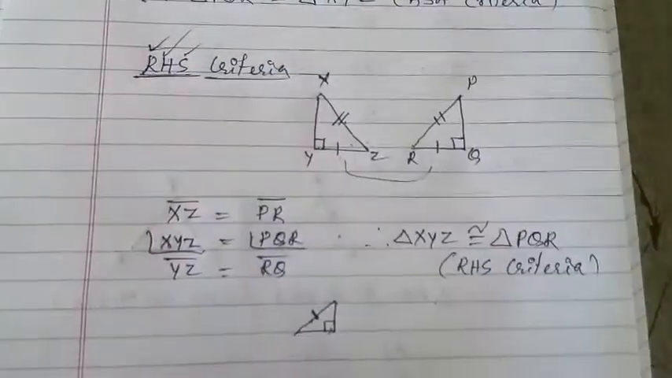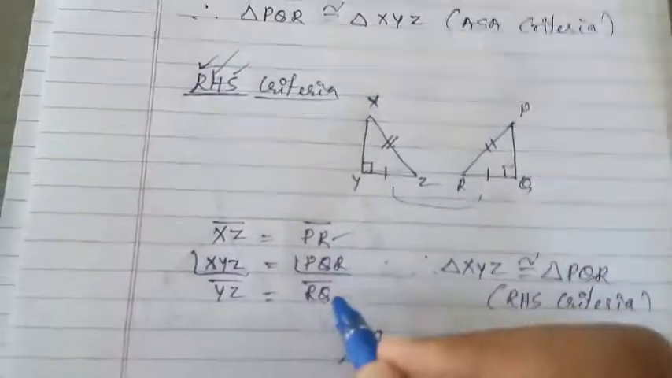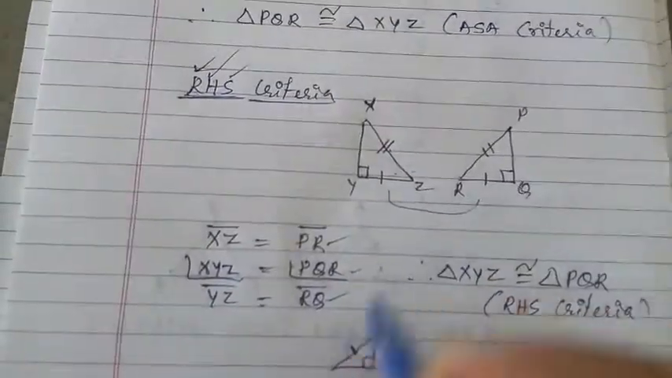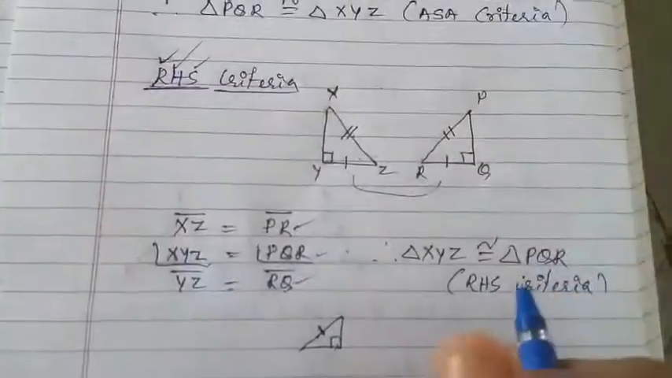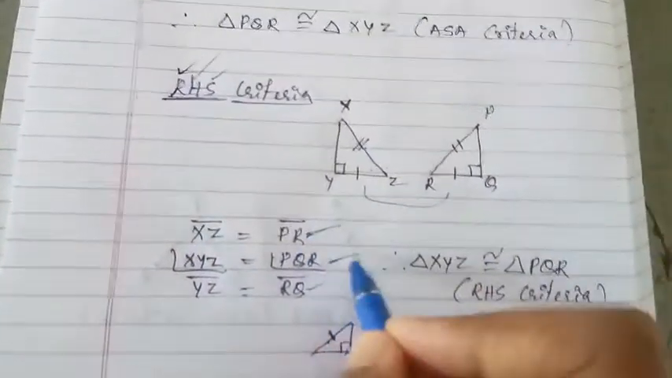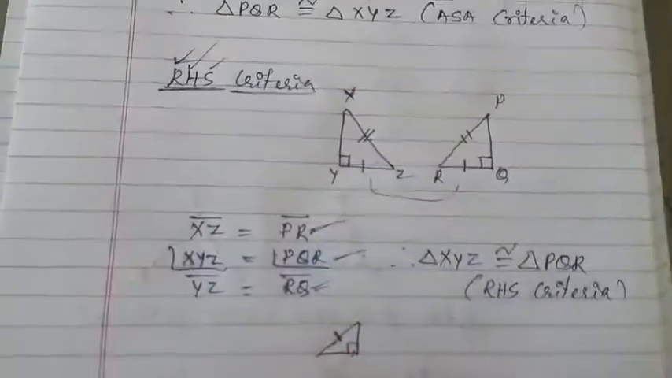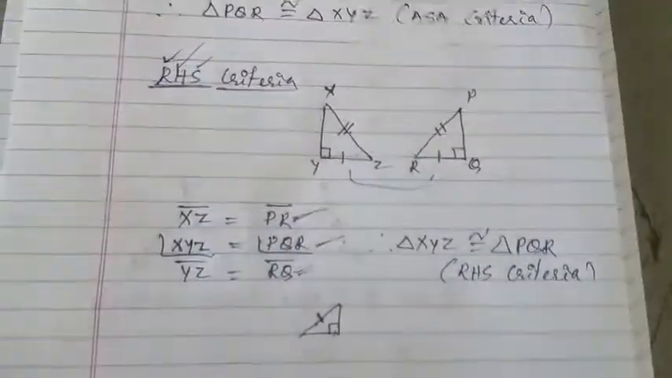So another criteria is also possible. Why? Here how many sides are there? Two sides and one angle are there. Which criteria? Except RHS, SAS is also possible. Yes, we can say SAS or RHS. Both are right.